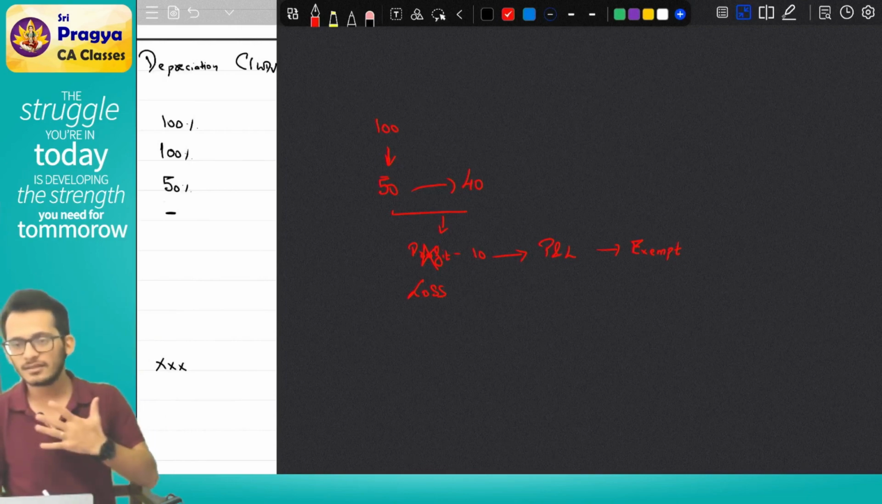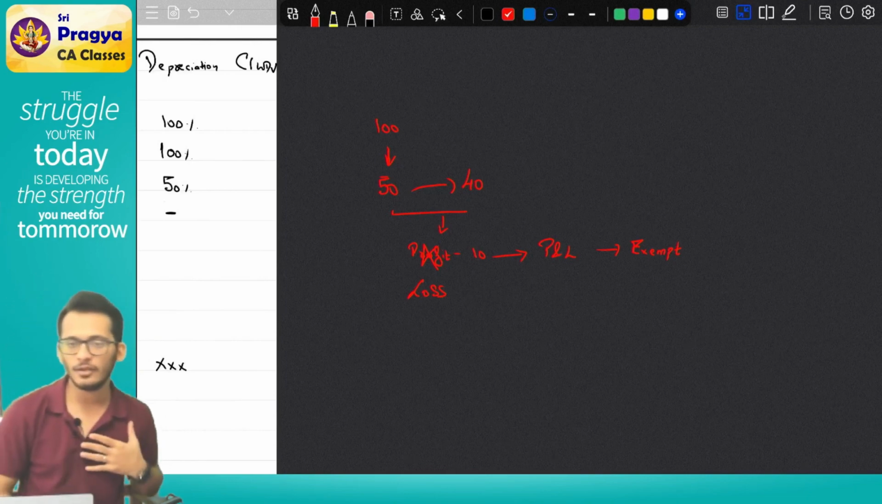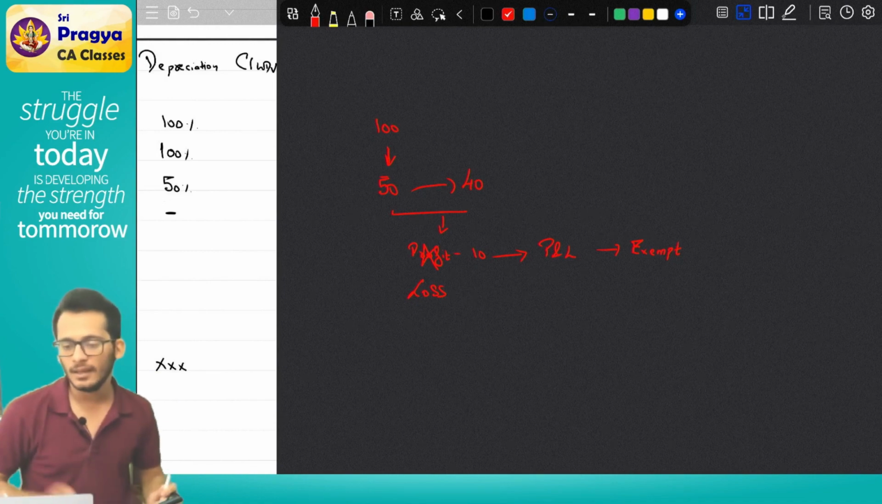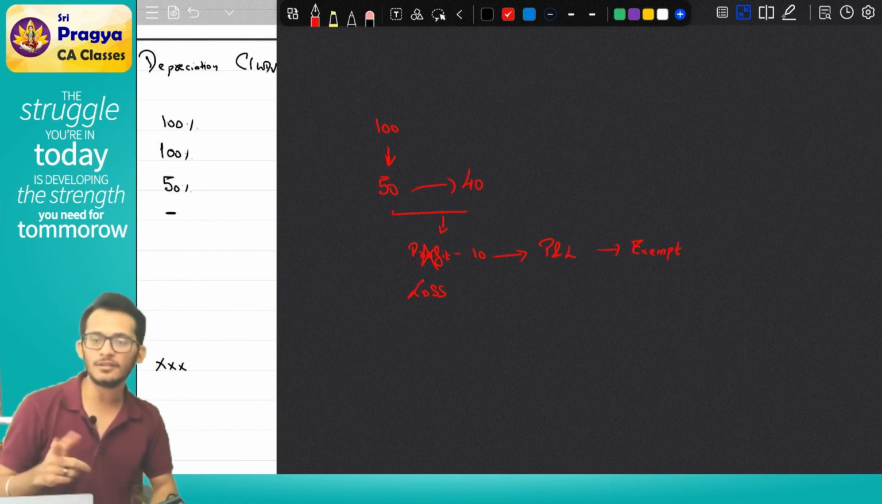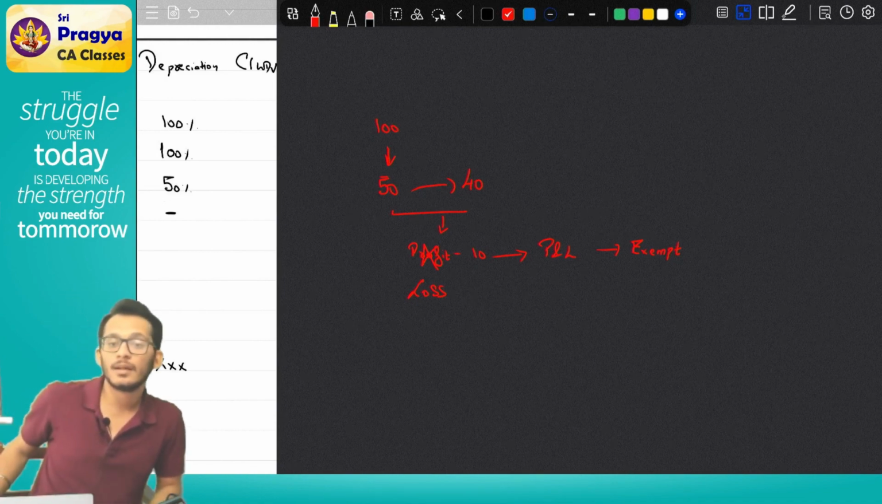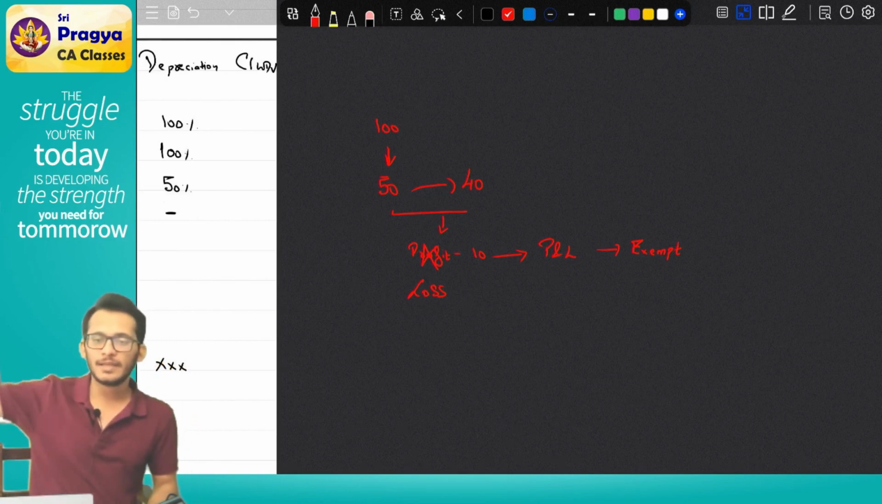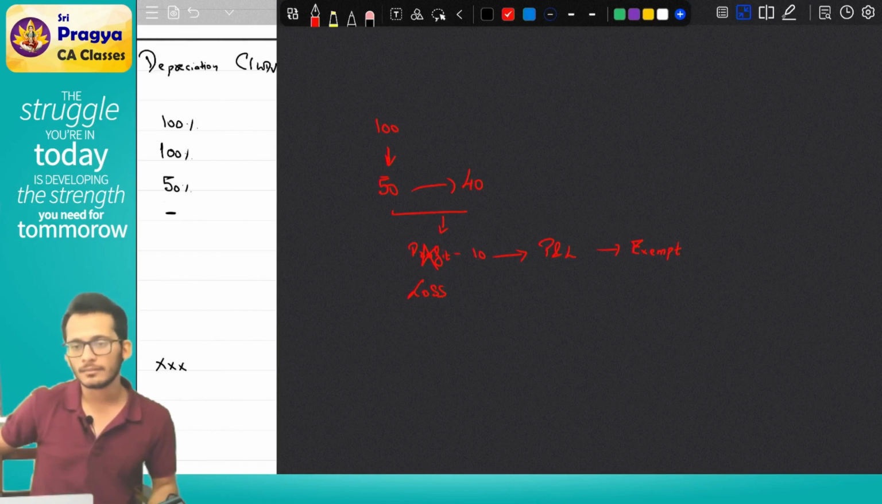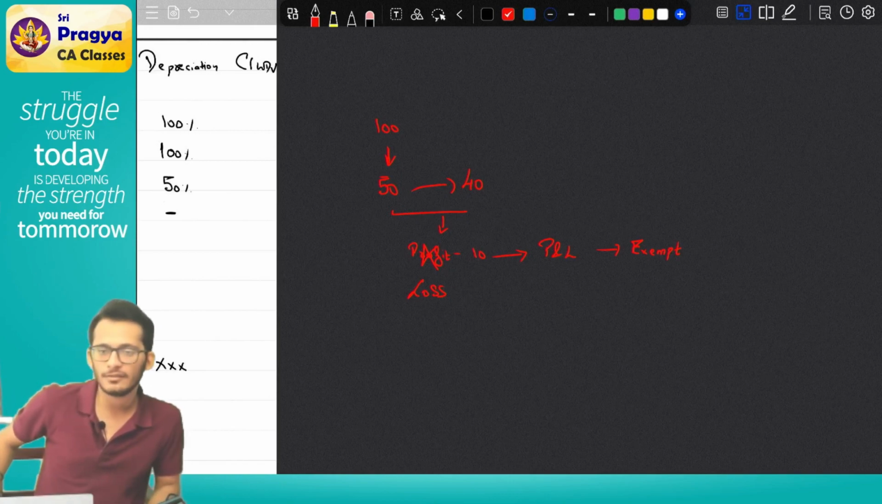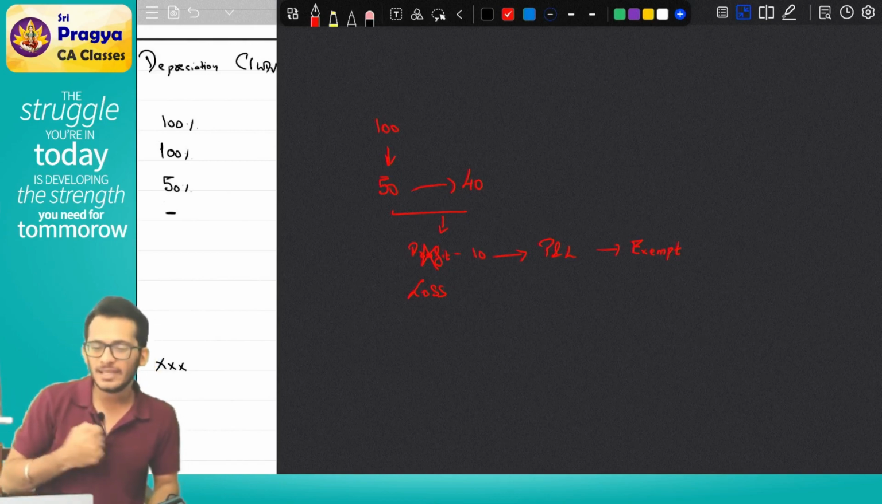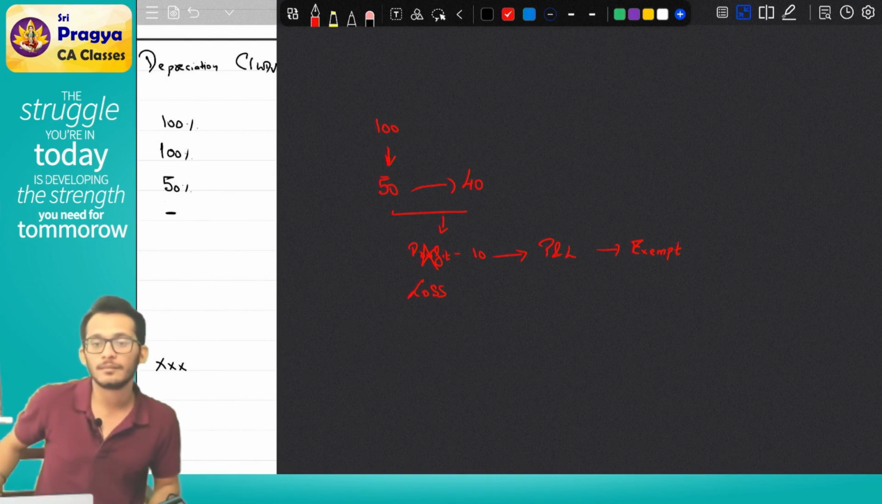Now I will say, sir, this is my loss. This is there in my P&L. Assessing officer will say, this is a capital loss or revenue loss? Capital loss. So assessing officer will say, when the capital profit is exempt, capital loss should also be ignored. Yes or no? Yes. But question to you, have I genuinely made this loss? I have genuinely made this loss. So which means I should get this loss.